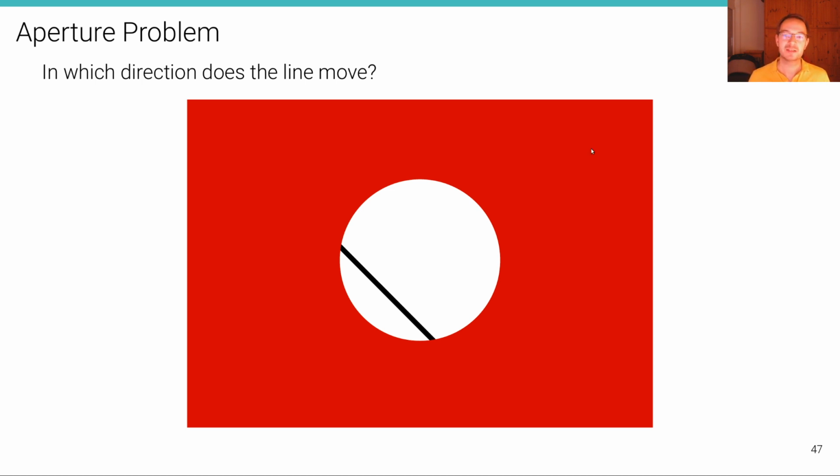So here we have the setting. This is the aperture, a little hole that we peek through, and we observe this geometric structure in the back. And now I move this line and ask you, in which direction does the line move? And probably most of you would have told me that this line apparently moves in this direction. But this is actually an illusion because we don't know anything about how this line moves.